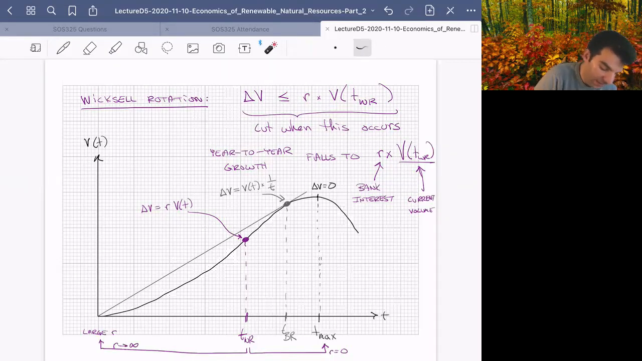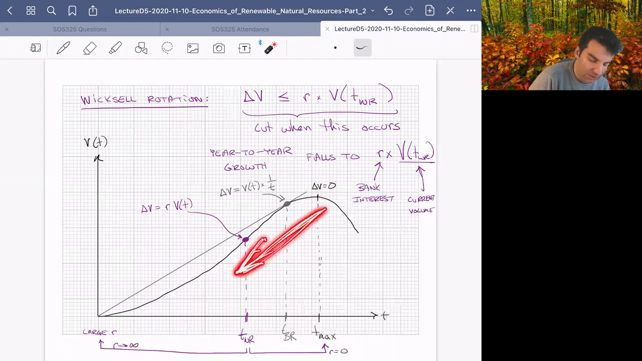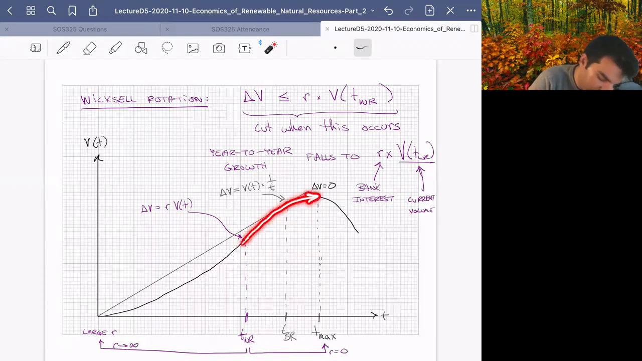And so what we end up having here is, usually trees will take so long to grow, and the interest rates will be such that this is the normal ordering of things. The T max will be here, the TBR will be here, and the Wicksell rotation will be somewhere there, so that the rotations are getting longer. So the delta V threshold is getting higher and the rotations are getting longer. But in theory, you could set interest rates that move the Wicksell rotation up and down this curve, this way and this way.